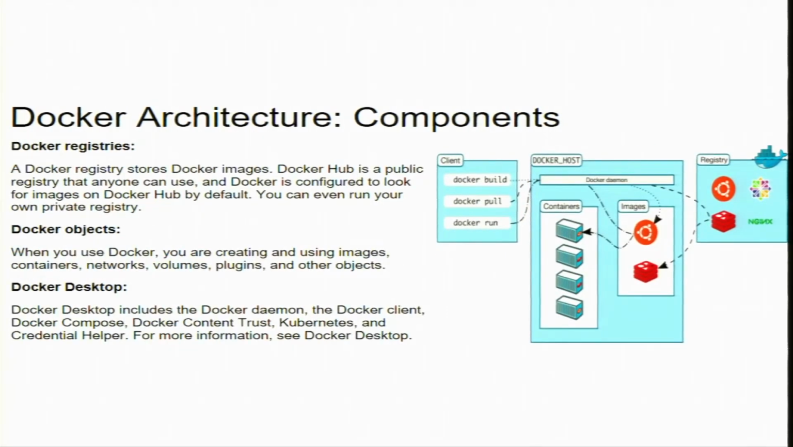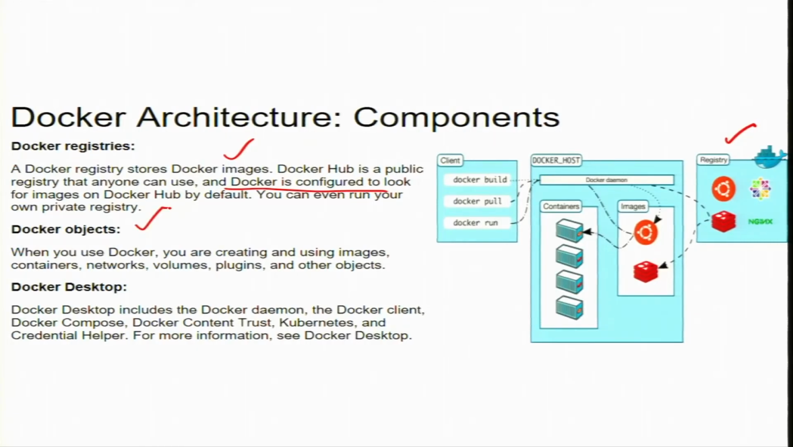A Docker registry is also a component, which stores Docker images. Docker Hub is a public registry that anyone can use. Docker is configured to look for images on Docker Hub by default, and you can even run your own private registry.